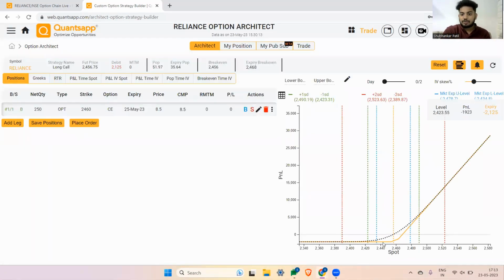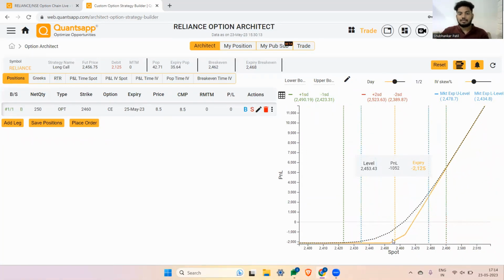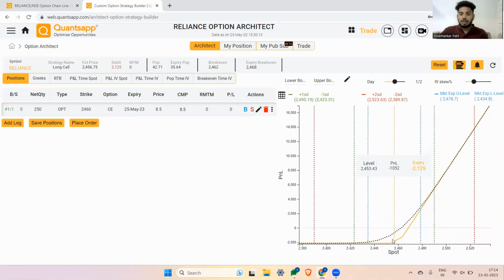Now the black dotted curve is showing us the T plus N PNL, whereas the orange line is showing us the PNL as on expiry. That means if I hold this strategy till the expiry, at what level, how much profit or loss I would make in this strategy. Now, if I'm leaving my cursor over here itself, by the end of the day, what it is trying to tell us is that I might end up making a loss of 352 rupees if I hold this strategy for 1 day, at the same level. So let's say if Reliance remains exactly where it is, I will lose 1000 rupees to the theta, which is decaying from the option premium.